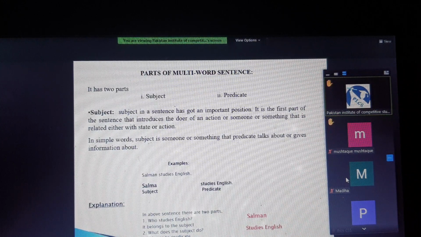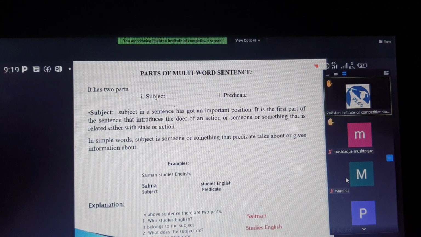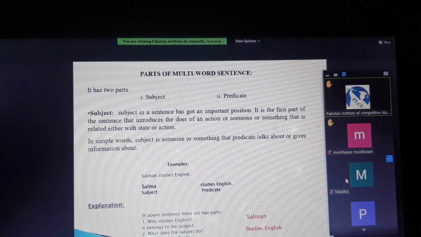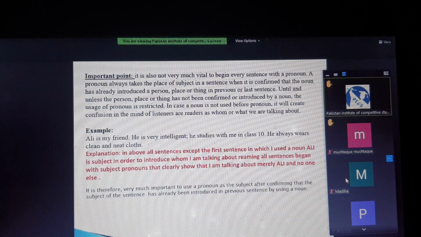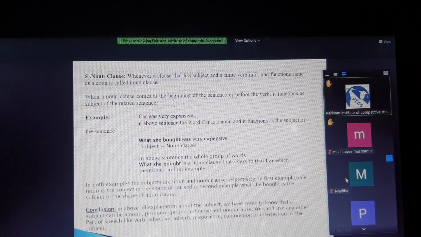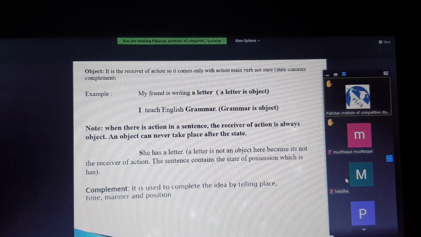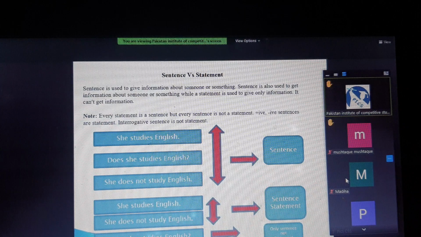Parts of multi-word sentence. Multi-word sentence के जो part थे, एक था subject और एक था predicate. So dear students, subject और predicate को मैं यहाँ पर रोक देता हूँ because it is a very important, very lengthy lecture. इंशाल्लाह अगर next opportunity मिली तो मैं आपको ये clear कर दूँगा. उसके बाद फिर मैं आपको subject verb agreement बारे में भी clear कर दूँगा. So inshallah you will have a very lengthy session with me next.